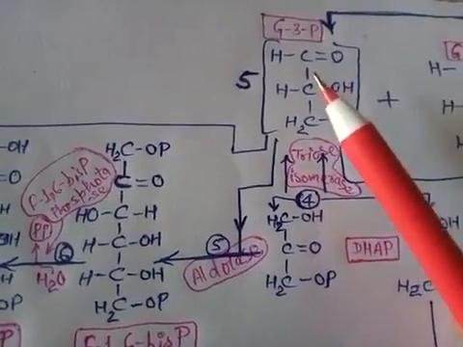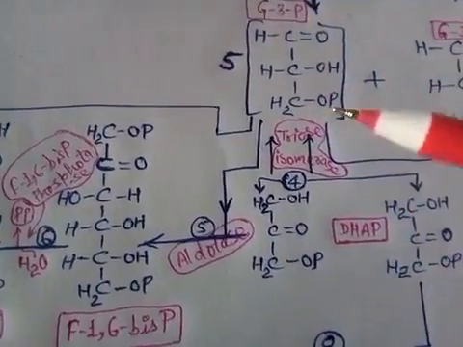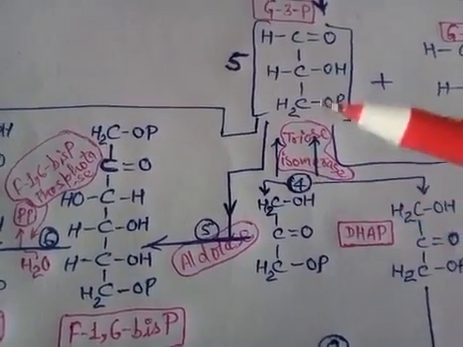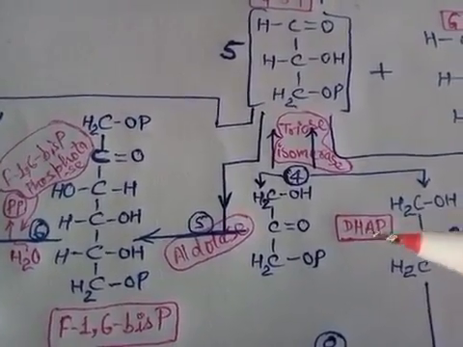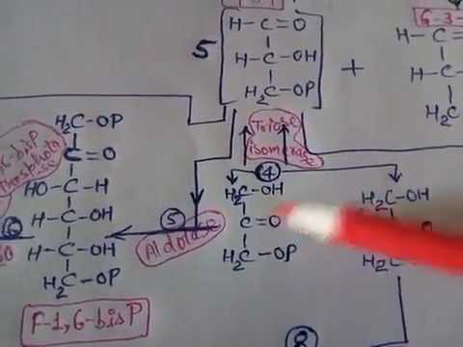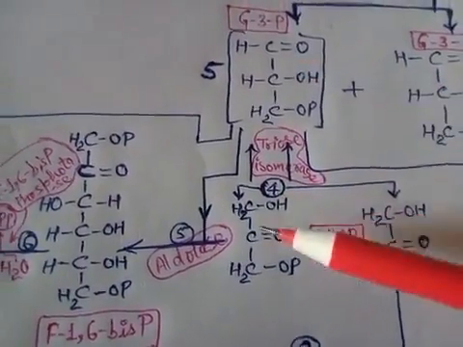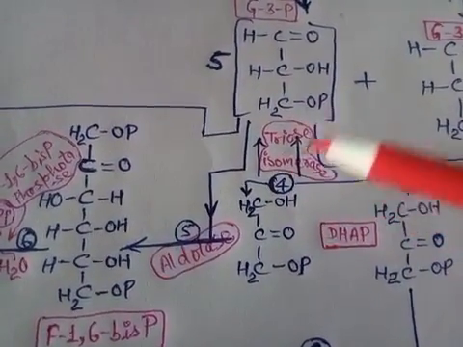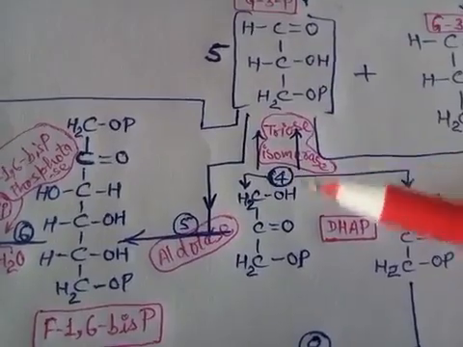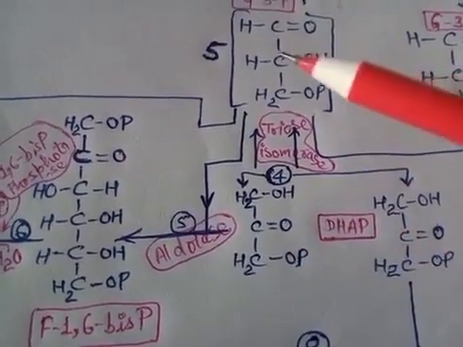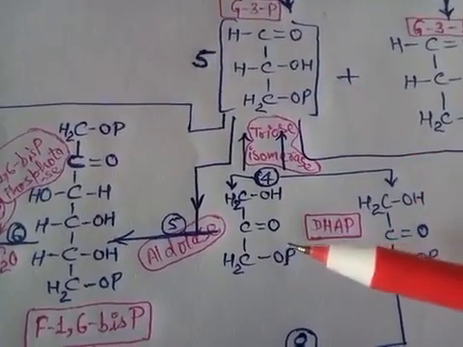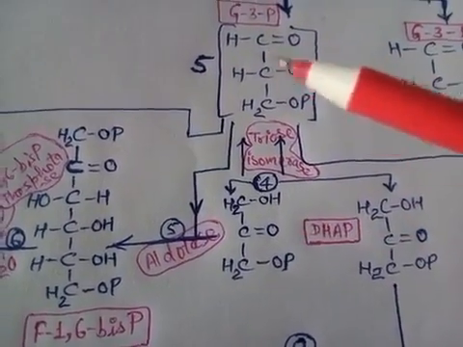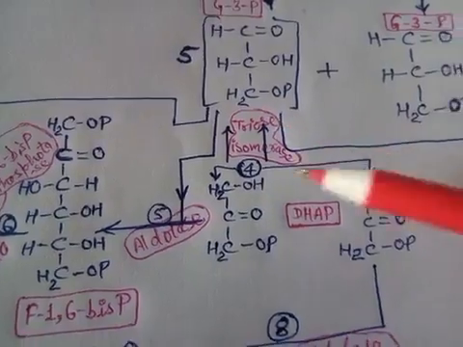2 molecules of glyceraldehyde 3-phosphate, in this reaction number 4, are converted into dihydroxyacetone phosphate, DHAP. These are the 2 molecules and they are interconvertible. Therefore triose isomerase works here. They are isomers of each other, meaning glyceraldehyde 3-phosphate and dihydroxyacetone phosphate are isomers of each other.